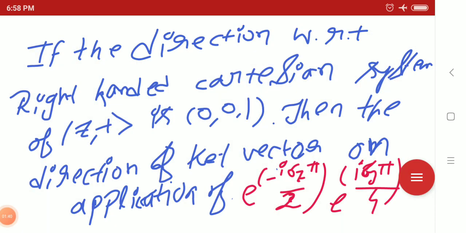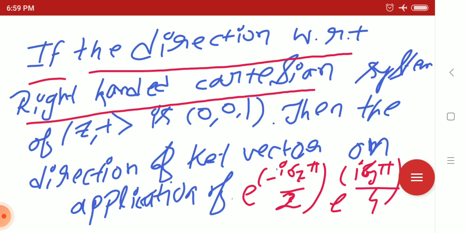The problem is, and I am reading the question because I know that my handwriting is not so good to read. So let's read with me. The problem is: if the direction with respect to a right-handed Cartesian coordinate system of the ket vector z plus, I will explain what it means, the ket vector z plus is 0, 0, 1.